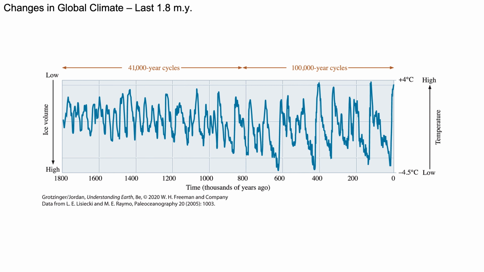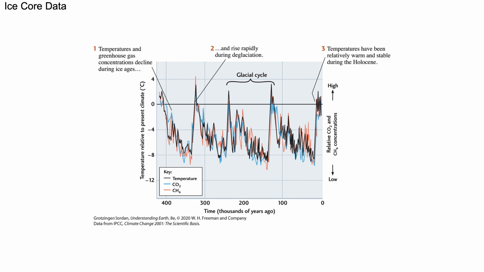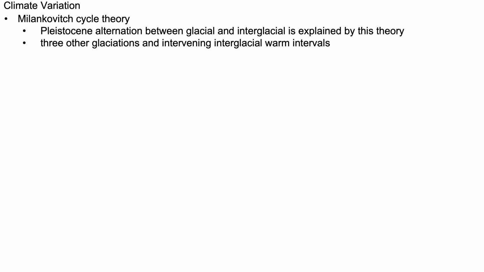Now, we can take a closer look at ice records. In this case, this is the Vostok ice core from Antarctica. In this ice core, we can see rises and falls in isotope values associated with rises and falls in temperature and relative concentration of various greenhouse gases. CO2 and methane are highlighted here. Which brings us to the question, what causes these glacial interglacial episodes during the Pleistocene?